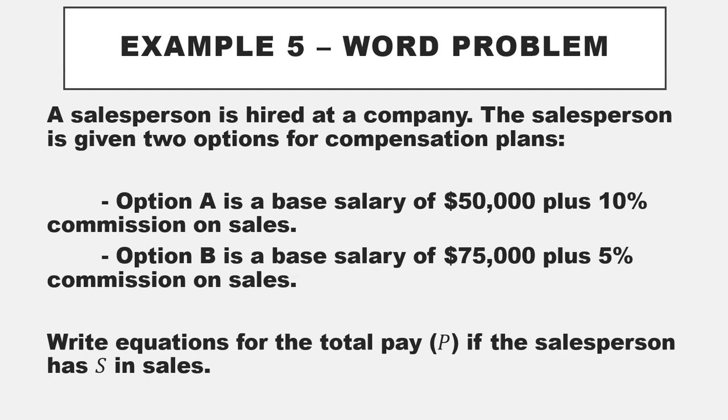It says a salesperson is hired at a company, and there's 2 options for compensation. So meaning what he's taking away, right? His salary, or her salary, I guess. Option A has a base salary of 50,000 plus 10% commission on sales. So option A is that. Option B is a base salary of 75,000 plus 5% commission on sales.